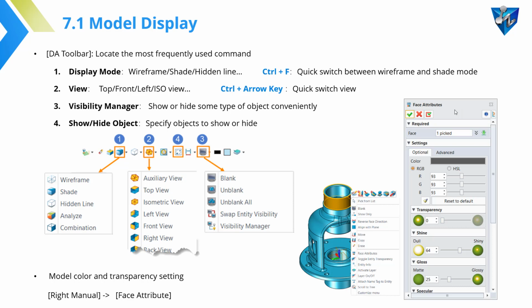For the model, if you want to change the color or the transparency setting, you can right-click the entity and open the face attribute, and then you will find the face attribute menu as shown in the right picture. So let me show you an example.